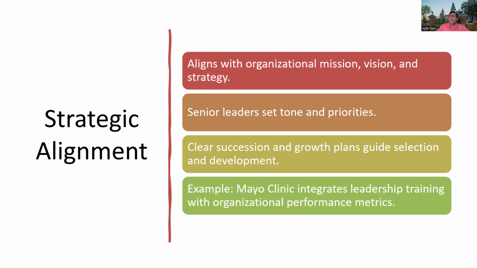So finally, I would say alignment also means planning for the future through succession and growth strategies. The organization that comes to my mind is Kaiser Permanente. They link leadership development with long-term succession planning. By doing so, they ensure immediate continuity, so that when a senior leader retires, there is already a well-prepared successor ready to step in.